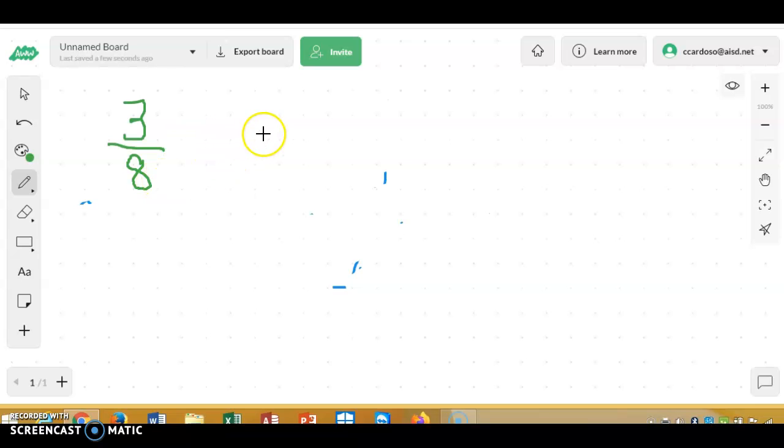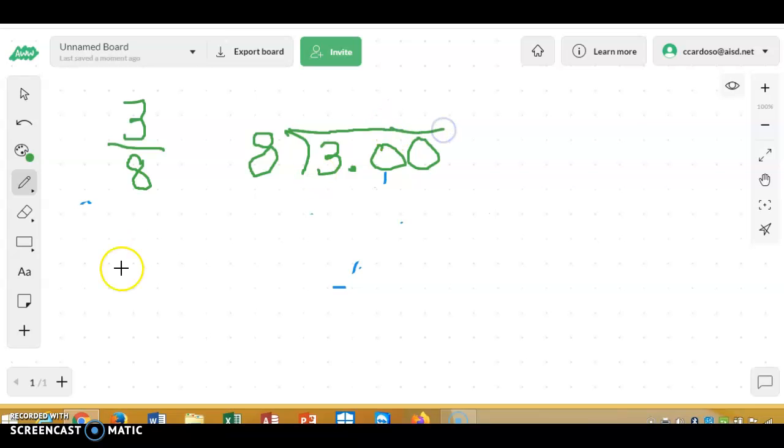Okay, down and out. So that 8, that down number, goes on the outside, and that 3 goes inside as the dividend. I'm going to put my decimal and I'm going to put 2 zeros. Wow, it's the worst writing ever. I'm going to move that decimal straight up.